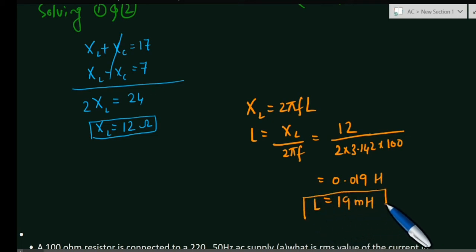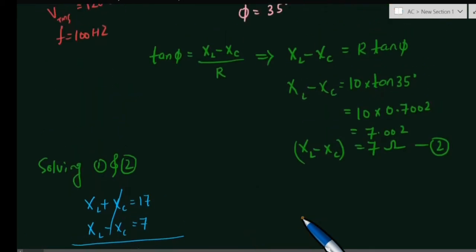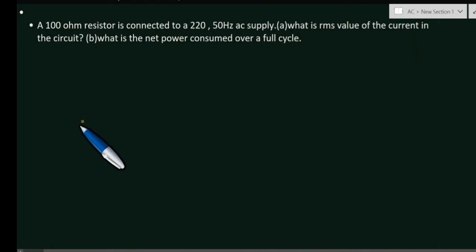self-inductance of the inductor. A 100 ohm resistor is connected to a 220 volt 50 Hertz AC supply. What is the RMS value of the current in the circuit? And what is the net power consumed over a full cycle? So here they have given only a resistor connected to an AC source.